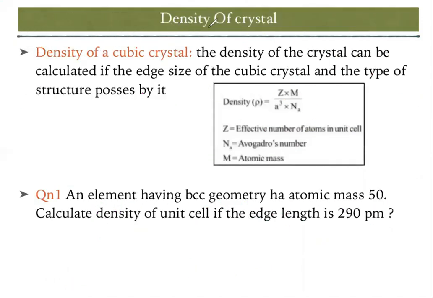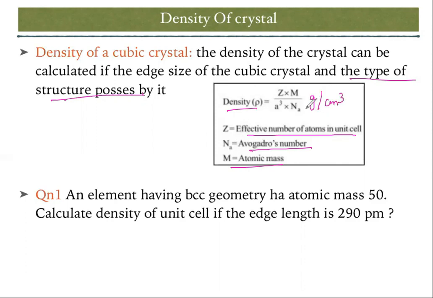Now let us discuss the density of the crystal. The density of the crystal can be calculated if the edge size of the cubic crystal and the type of atoms are known. The density of the crystal is calculated by the formula Z × M divided by a³ × Nₐ. What is Z? Z is the effective number of atoms in the unit cell. Nₐ is Avogadro's number. M is the mass. And a we already know, the edge length. The unit is gram per centimeter cubed.